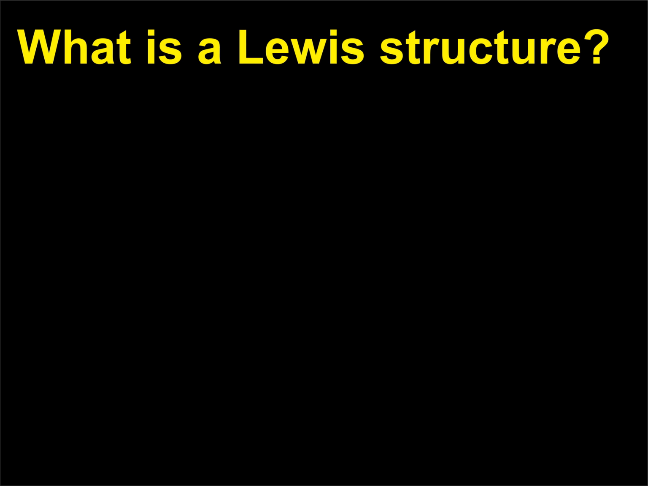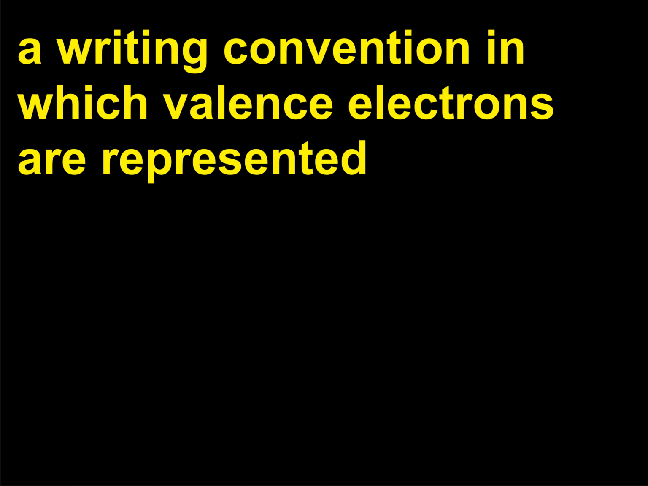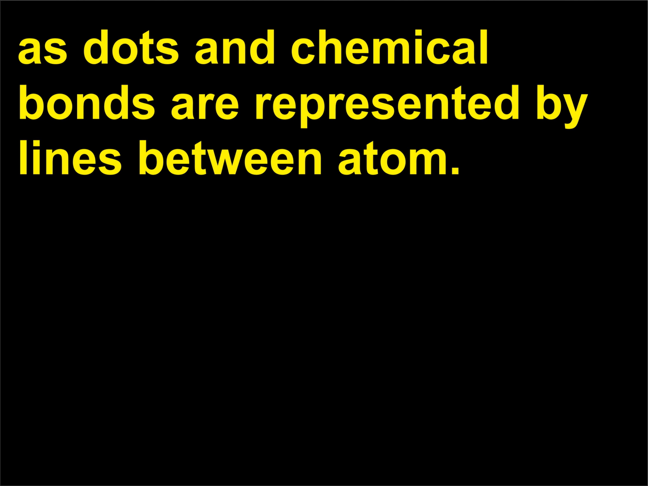What is a Lewis structure? A writing convention in which valence electrons are represented as dots and chemical bonds are represented by lines between atoms.